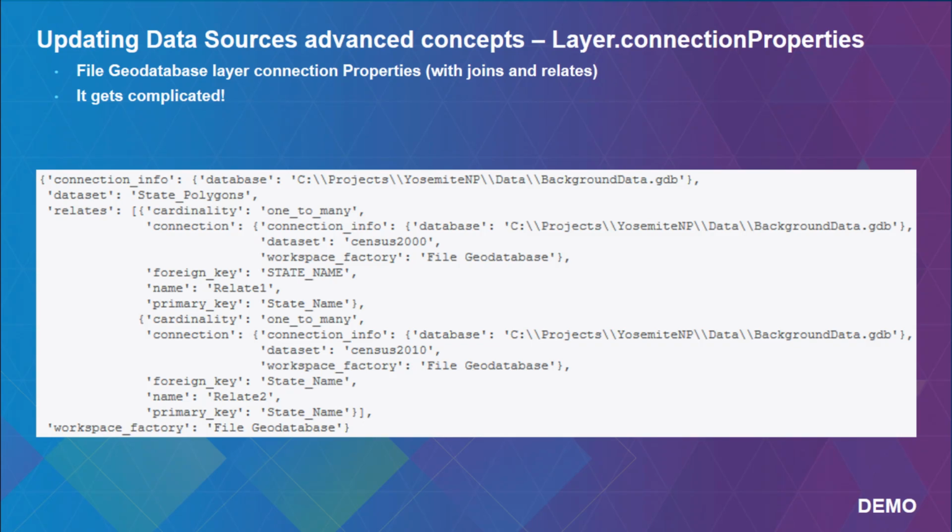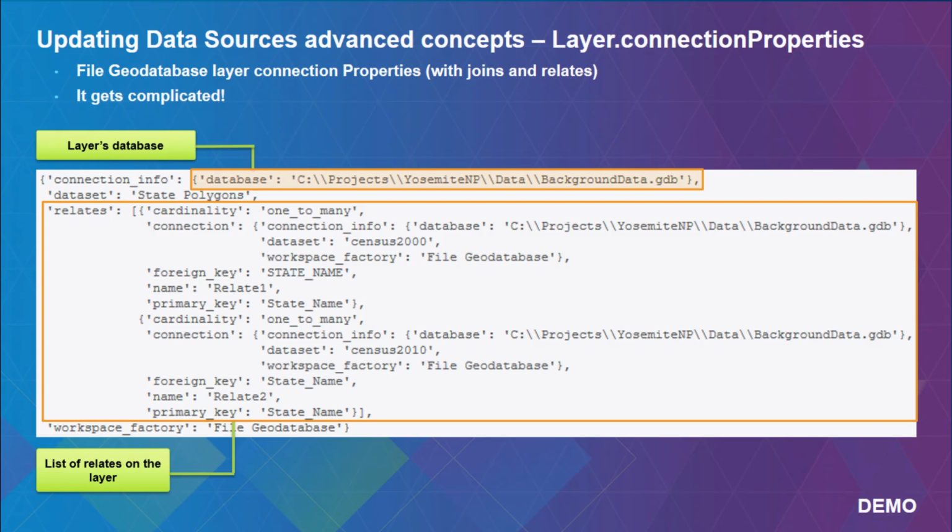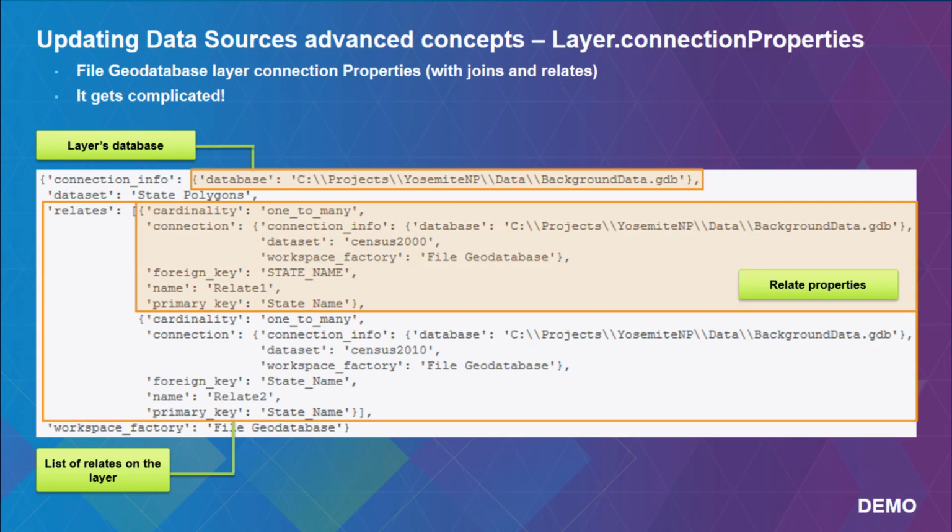So let's look at the dictionary a little bit. First off, this part of the dictionary is the layer's database. This is a list of all the relates that are on the layer. So there's a couple relates on here, and they're in a list. The first one is right here. So this is the relate definition.